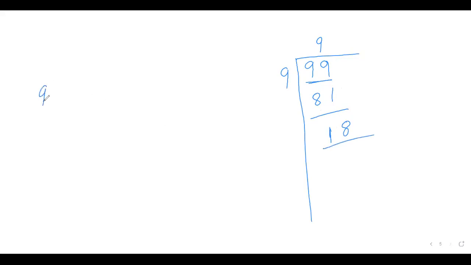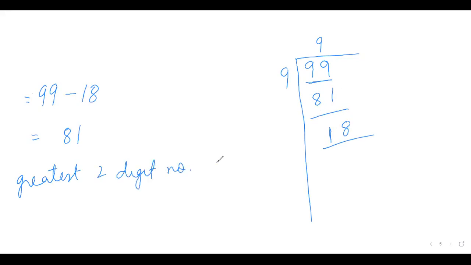So what I will be doing, I will be subtracting 18 from 99. So that is making 81. So what I will write, the greatest two-digit number which is a perfect square is 81. Understood? So this is the greatest two-digit number and which is a perfect square also.